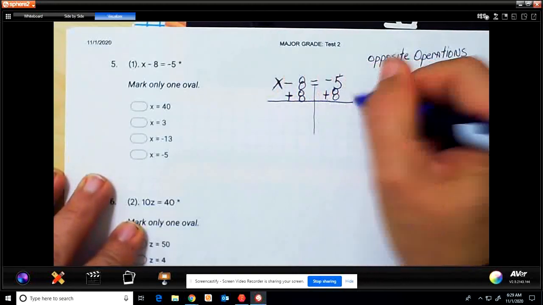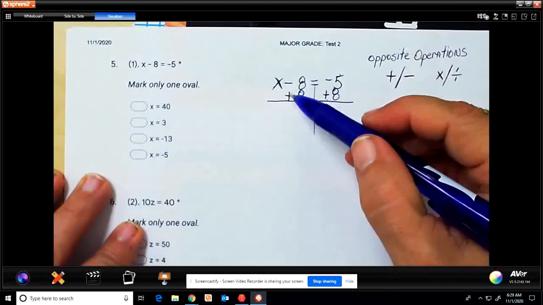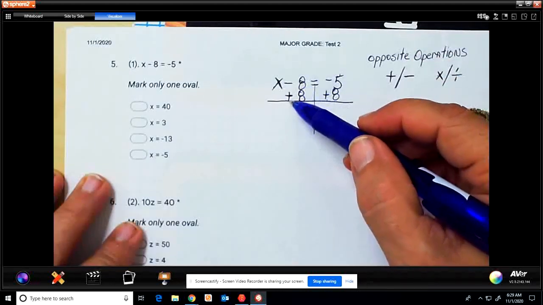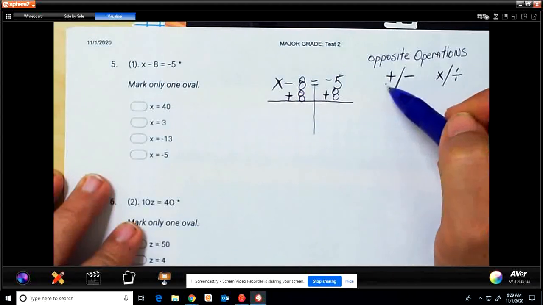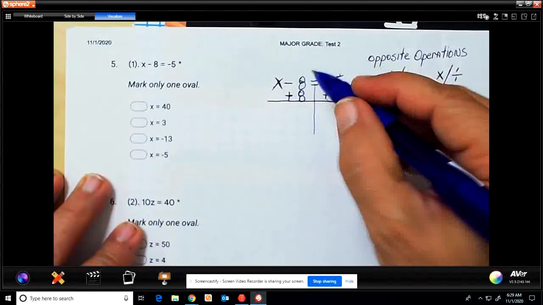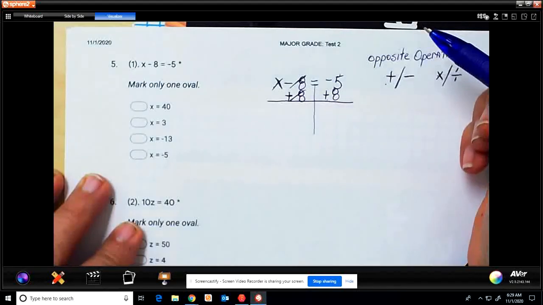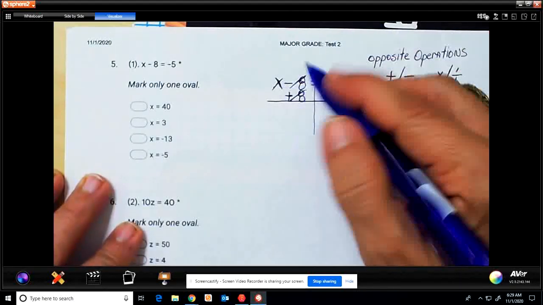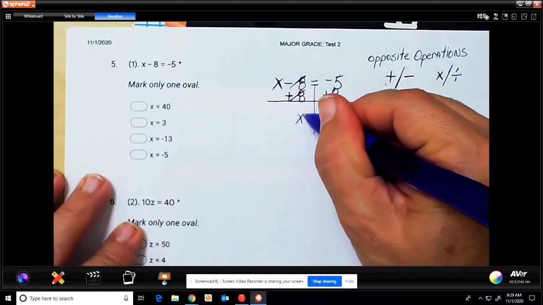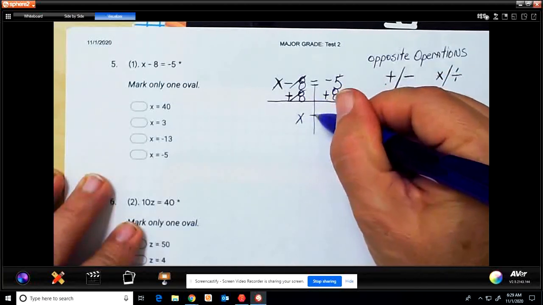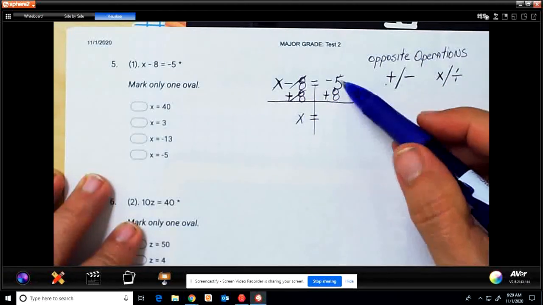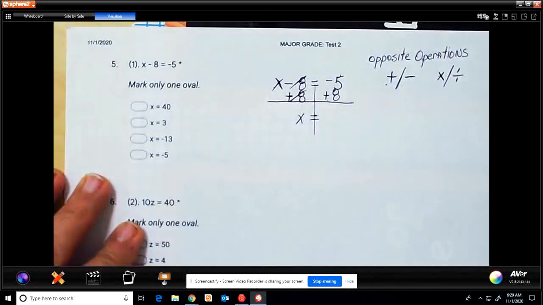I'm going to draw my line. And what happens here with the negative 8 plus 8? When they are opposite operations, they cancel each other out. So this is minus 8 plus 8. So I'm going to bring down my x. Bring down my equal sign. And I'm going to let you do that. Negative 5 plus 8.